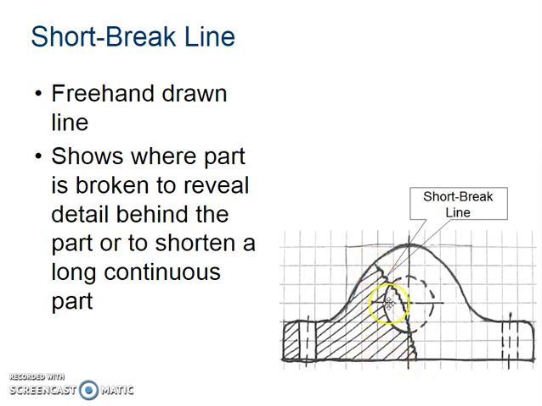So what do we notice after we cut this short break line apart? The hole that we've got on the inside right here is no longer a hidden line like it is on the right side. It is an object line, because we cut back far enough to actually get to that hole. So we've got the center line going through the middle, and we've got object lines there.